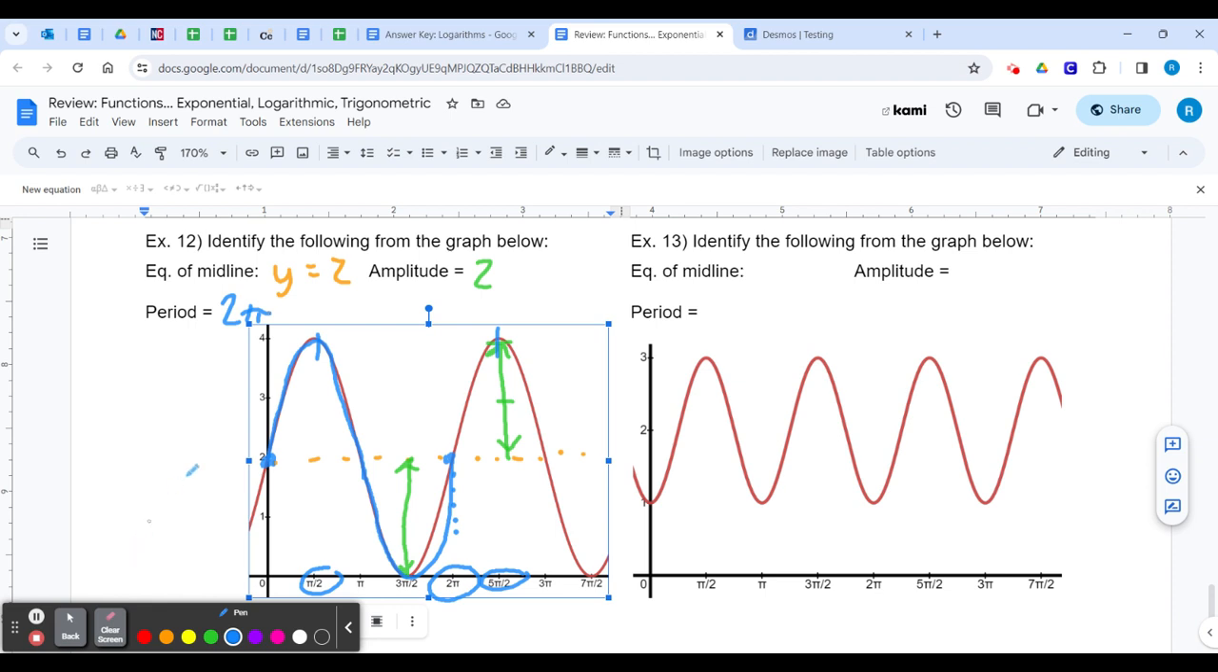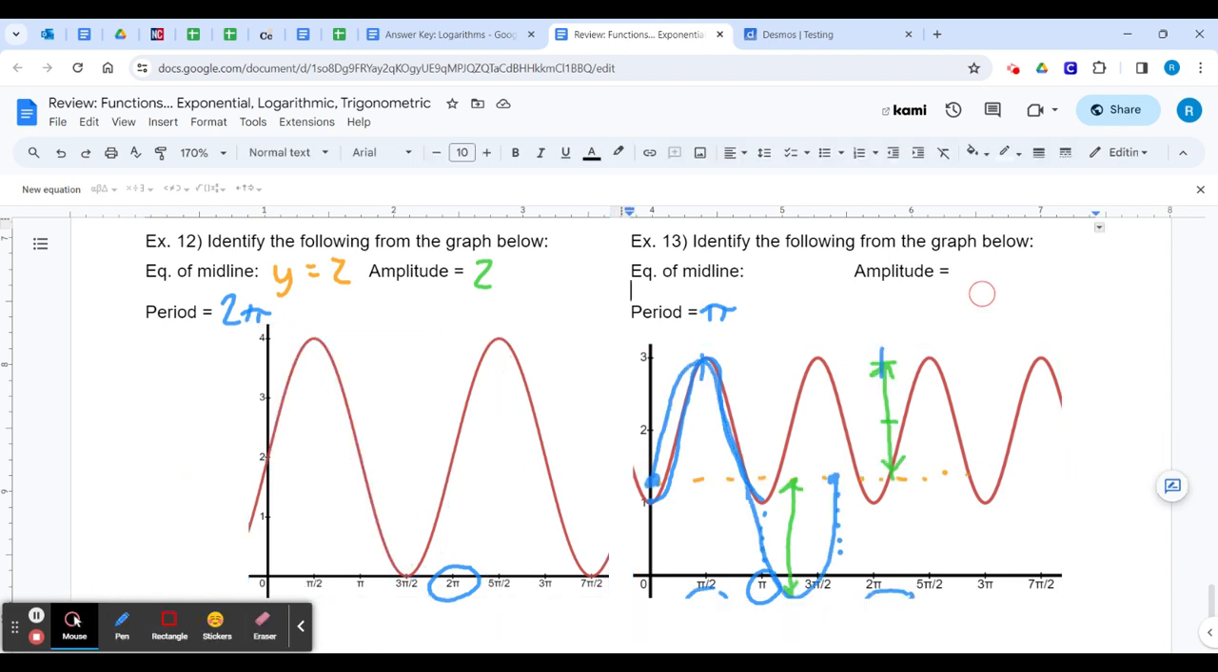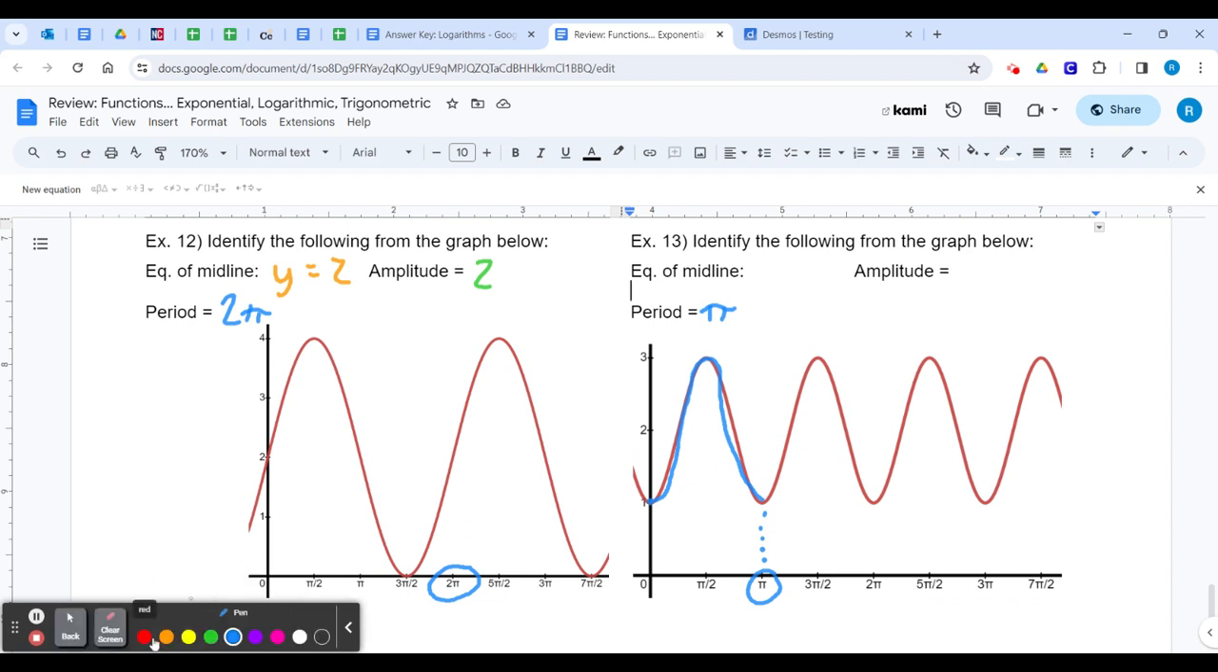Let's do that real quick with example 13 before we find the other things, all right? If I start at the start of my graph here in example 13, trace one full rotation, so I'm up, I'm down, I'm back to where I started. That happens at pi, so our period is pi. The rest of the stuff, we can find just the same as before.